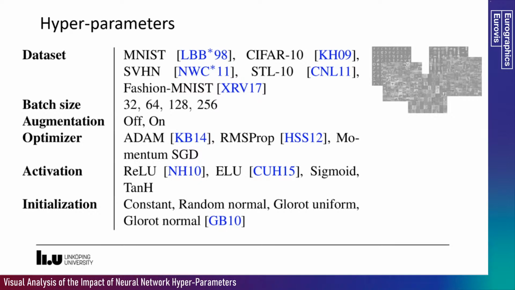For hyperparameters, we use a loose definition where we also include the dataset, for example. We have varying difficulties of datasets from the simple MNIST digits to STL10 natural images. We include batch size, which is the number of samples utilized in one iteration. Augmentation, which is small perturbations of the dataset to increase the sample size. Examples are rotations or translations. And the optimizer, which is the technique used to minimize the loss function. We have the neuron activation function, and also the weight initialization function. We refer to the classifying the classifier paper for more details on the actual trainings and setup.